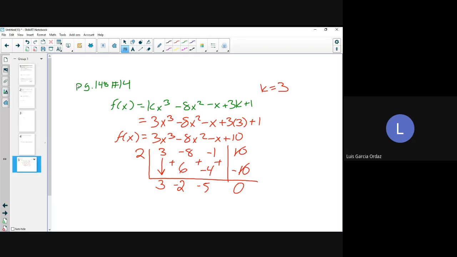So our new expression is going to be f of x is equal to x minus 2 times 3x squared minus 2x minus 5. Okay? Are we done factoring yet? No. Now we have to factor the trinomial 3x squared minus 2x minus 5. Okay? And what method are we going to use to factor that trinomial? We're going to use sum and product.